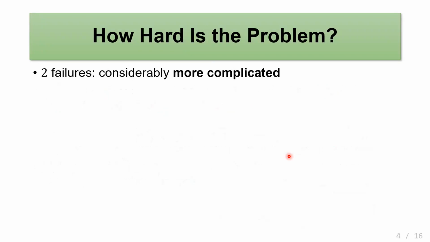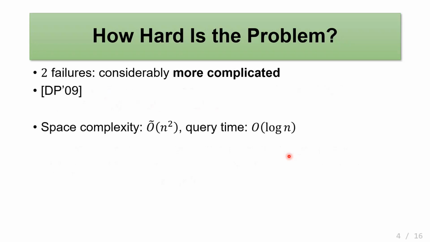So when we have two failures, the problem becomes considerably more complicated. This was studied by Duan and Pettie in their 2009 paper. They achieved space complexity tilde n squared and query time log n. This is also quite close to optimal.